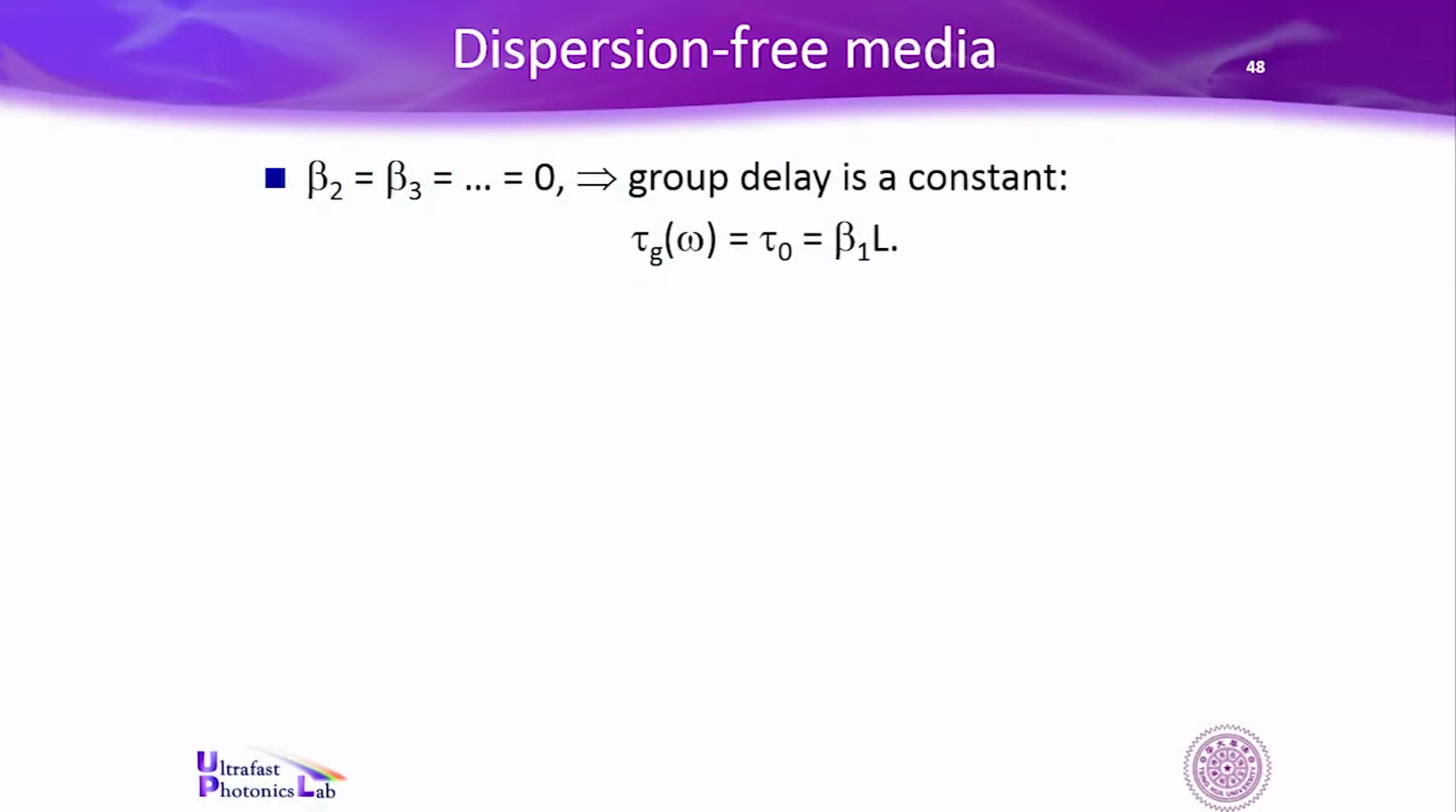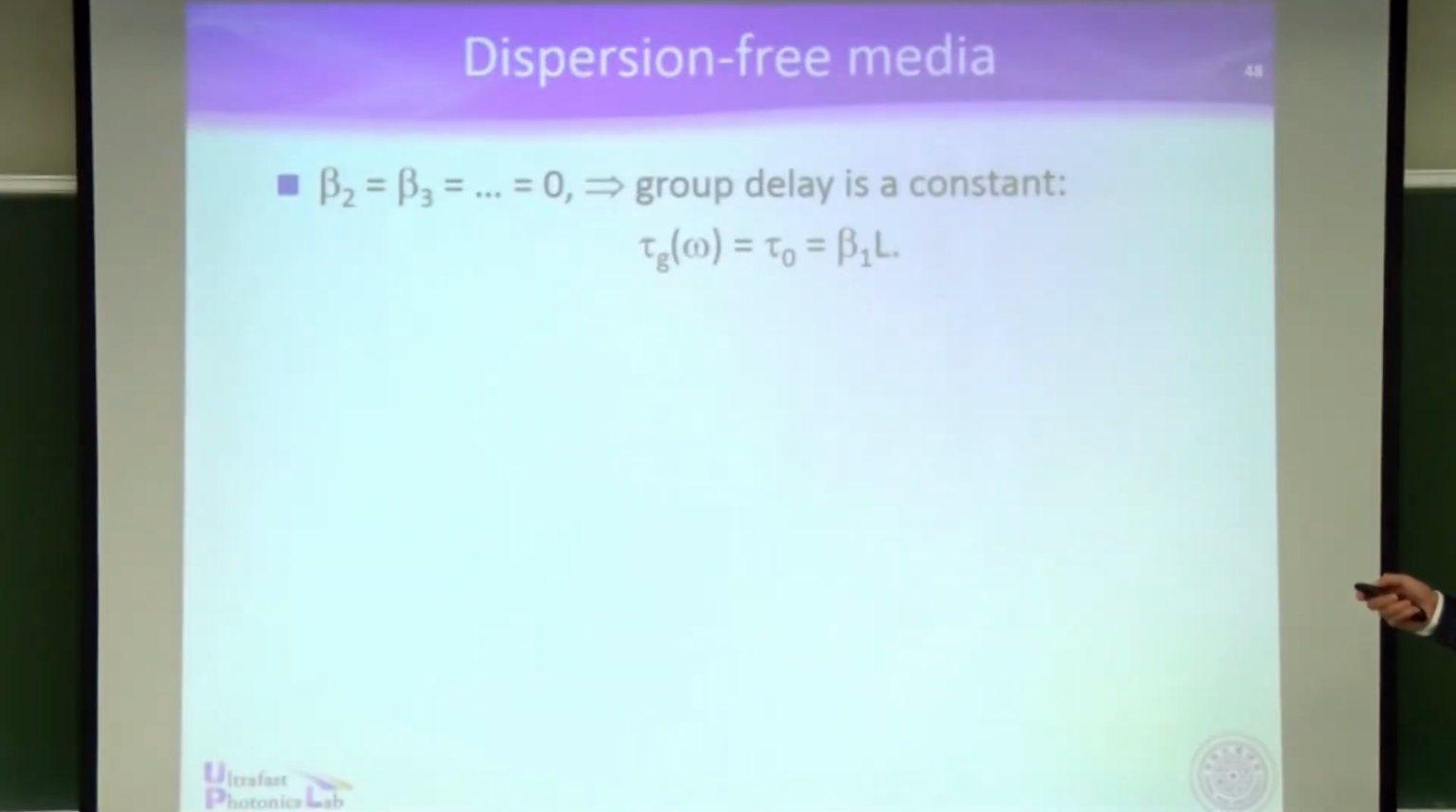Then start with dispersion-free media is the easiest. The meaning of dispersion-free is beta 2, beta 3, and so on are all 0. Okay.